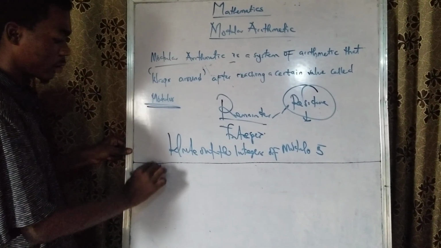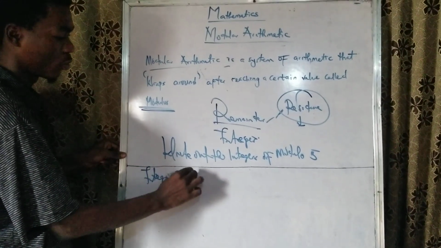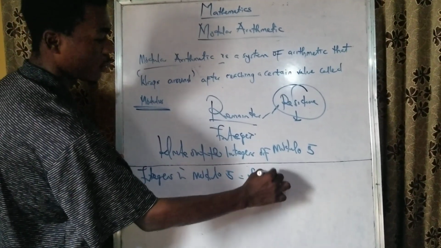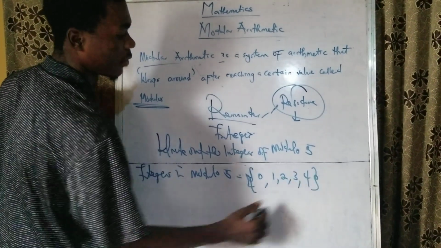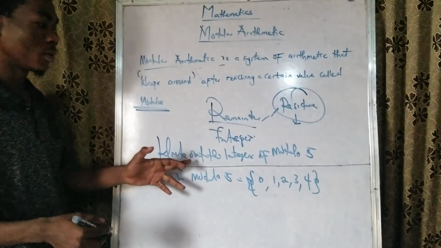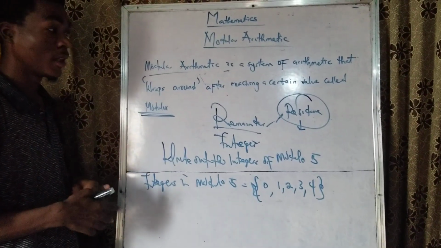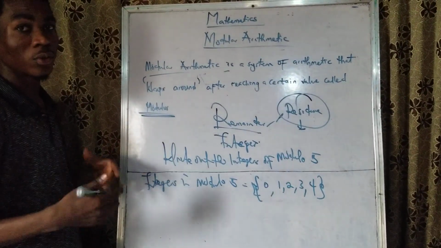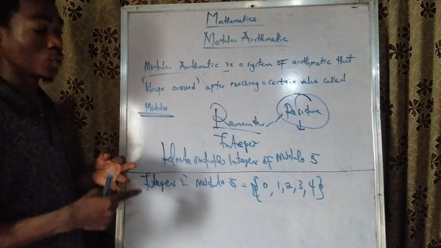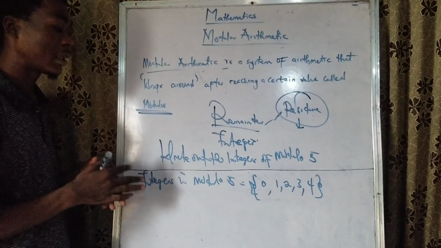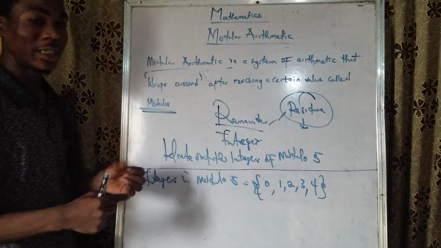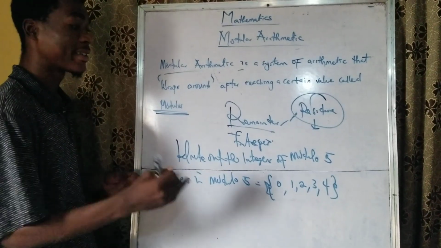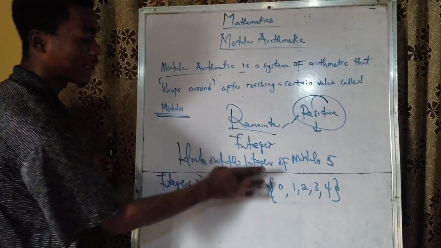So the integers in modulo 5 are 0, 1, 2, 3, and 4. These are the integers in modulo 5. Do we get that? So that's that. If we are told to write the integers in modulo 4, what are they? That's 0, 1, 2, and 3. Do we get that? If we are told to write integers of modulo 9, that is 0, 1, 2, 3, 4, 5, 6, 7, and 8. So that's that.